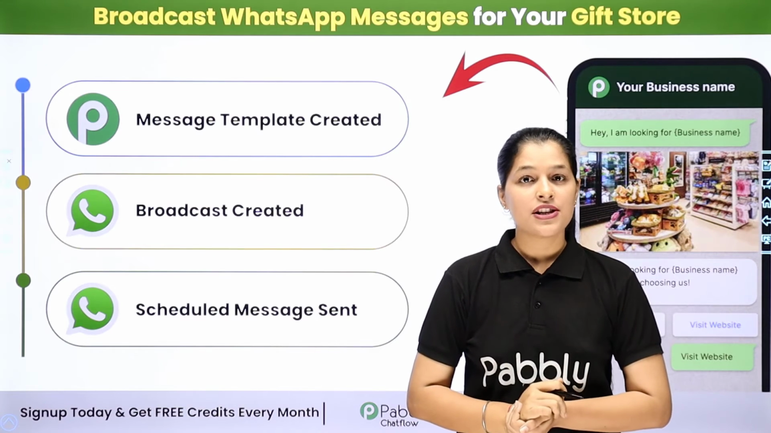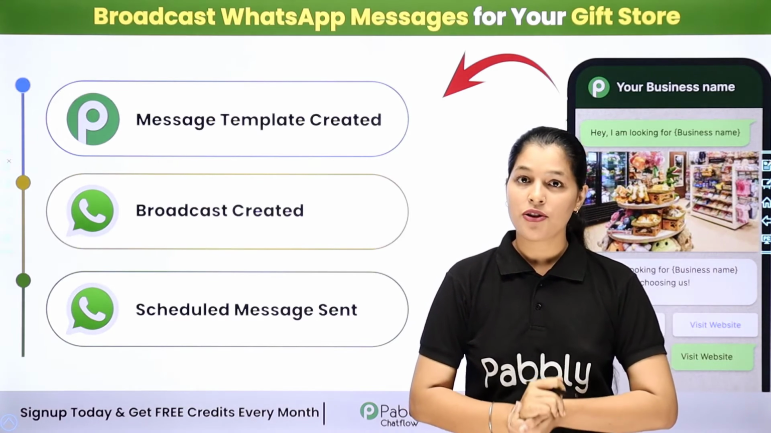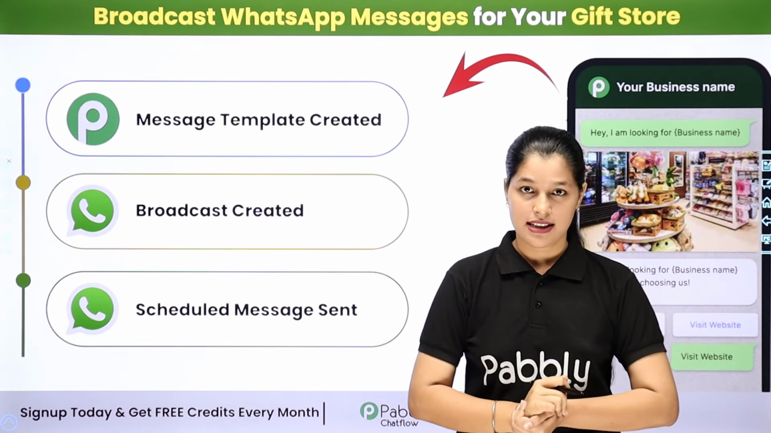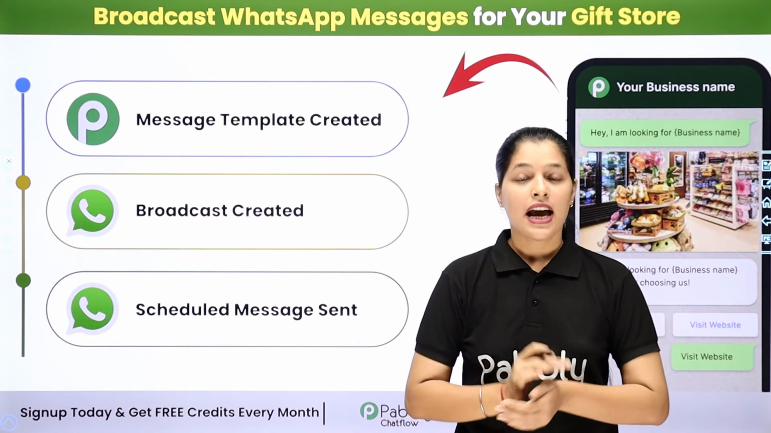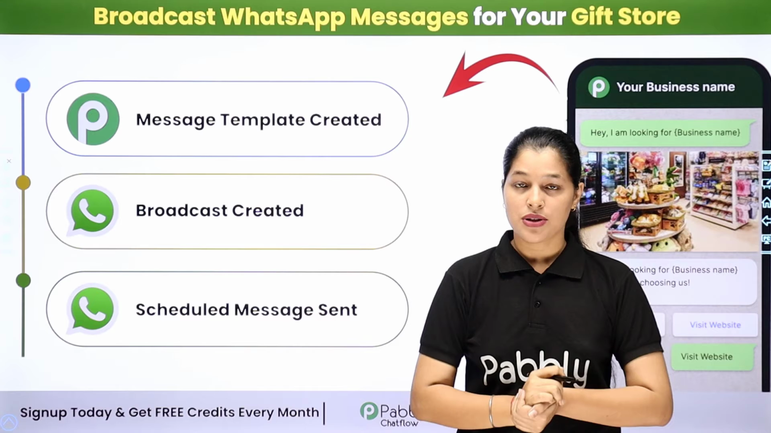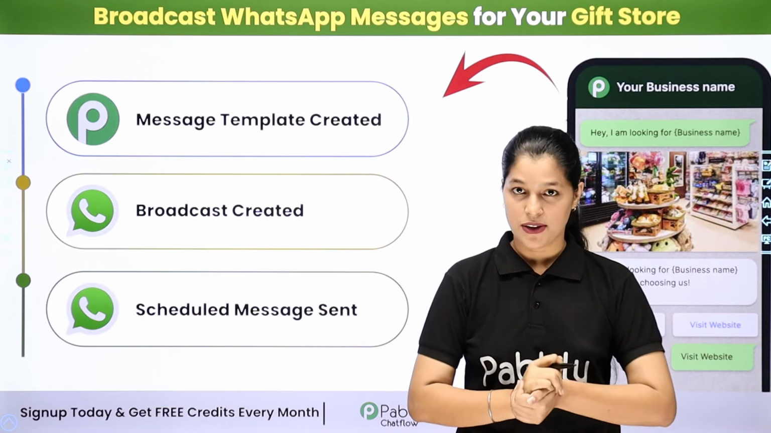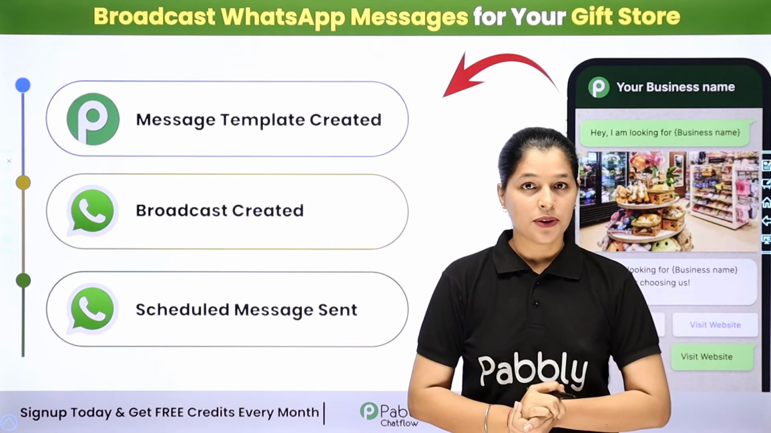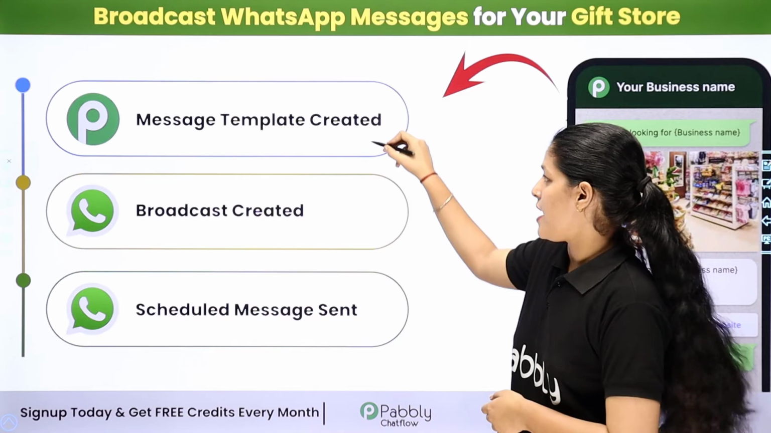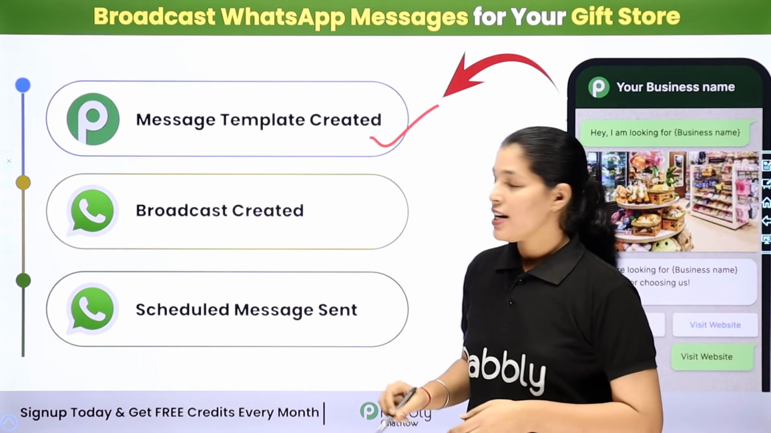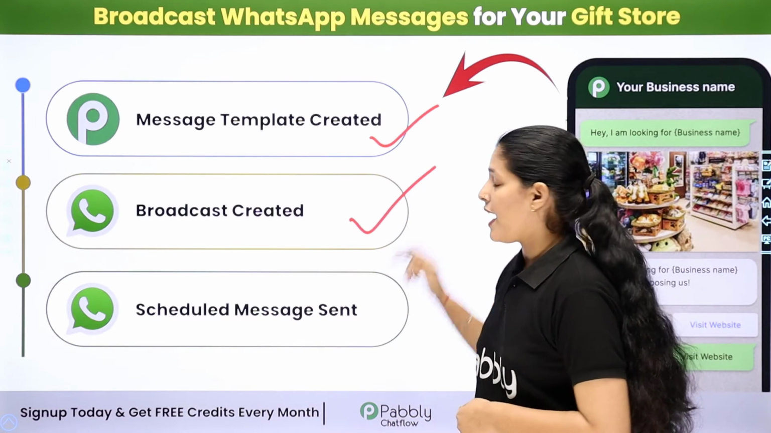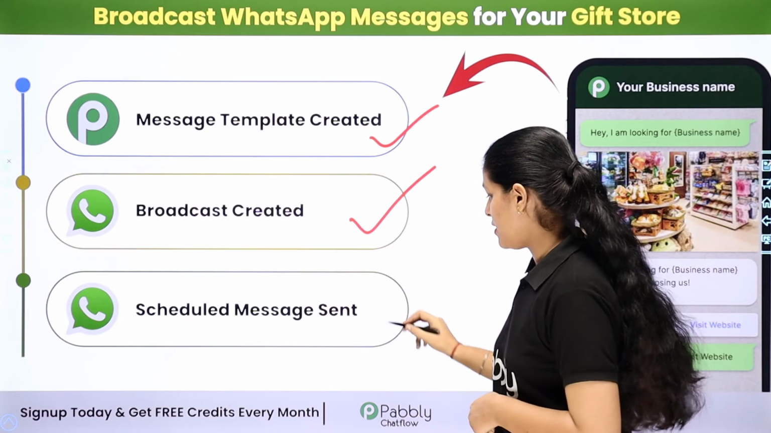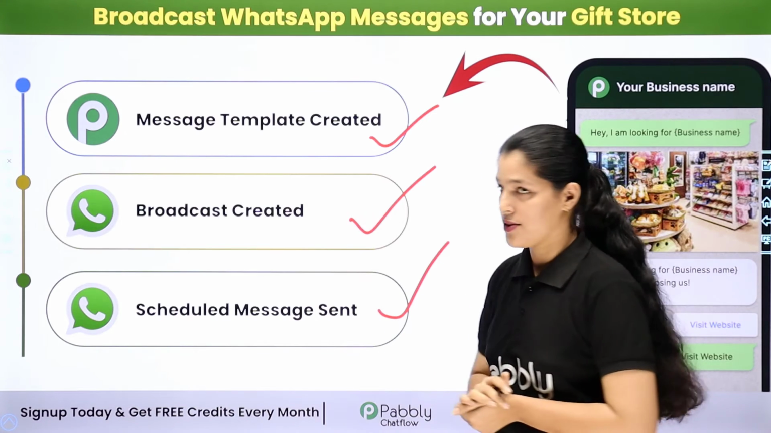So in this video I will show you the step-by-step process of how you can create a powerful broadcasting system for your gift store business, and you can send WhatsApp messages to a number of customers on a preferred date or time. So firstly, in this video we are going to create a message template. Now on the next step we are going to broadcast our message, and at last we are going to send the scheduled message on that specific date or time.